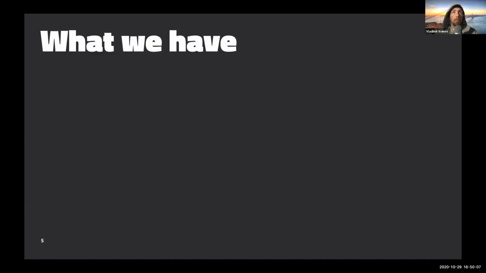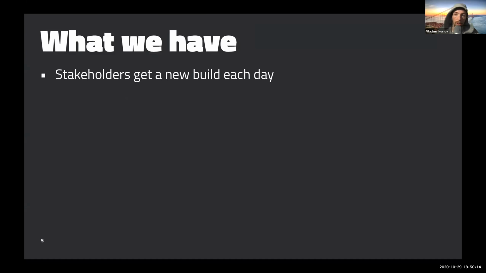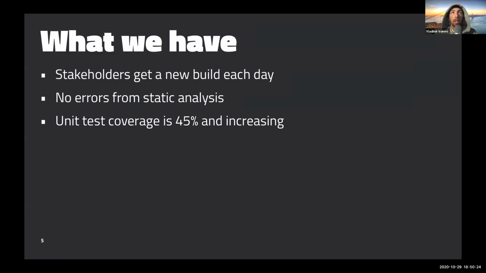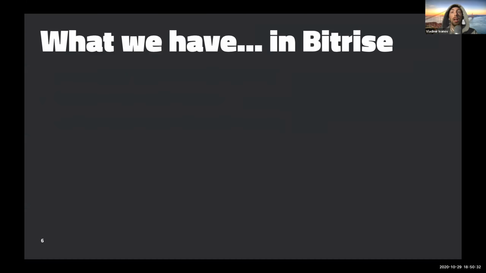So what we achieved with the current setup. We actually achieved that stakeholders get a new build each day and maybe several times a day, and that's going on for us. We don't have any errors on the static analysis or on unit tests or on the code style, so this is great. And right now we achieved 45% of unit test coverage, and we're working on increasing that, so that's good.